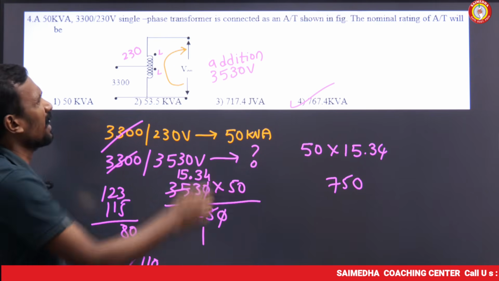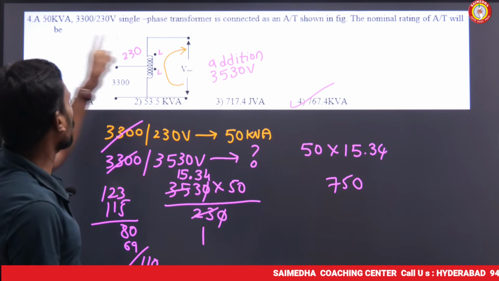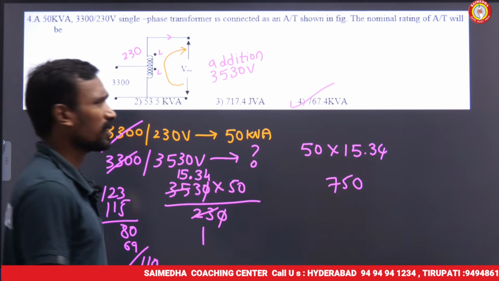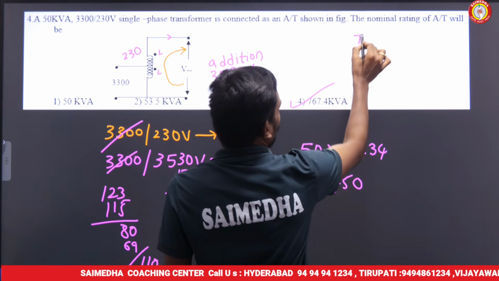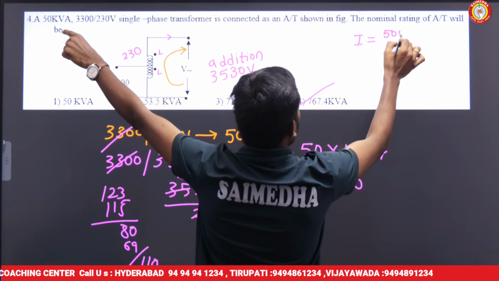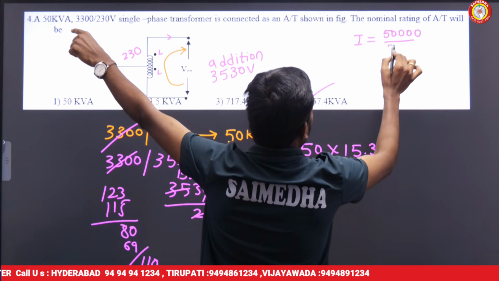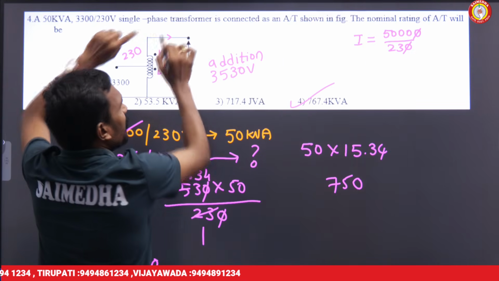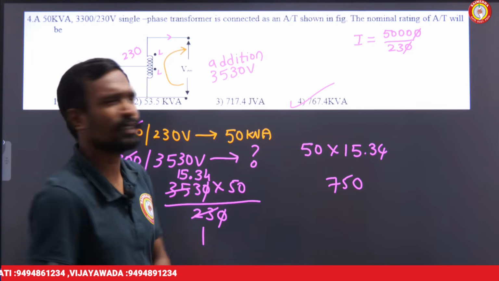Like that we can calculate. Otherwise you need to calculate the current in this branch. What is the current in that branch? The current I is equal to 50,000 divided by 230. 50,000 divided by 230, that is the current here, which is 5,000 divided by 23.